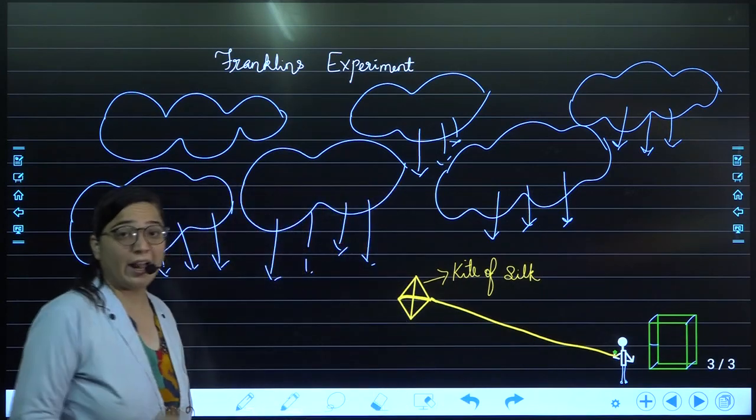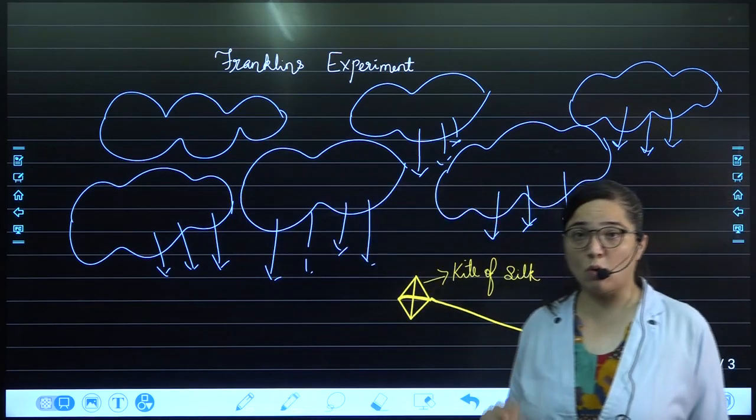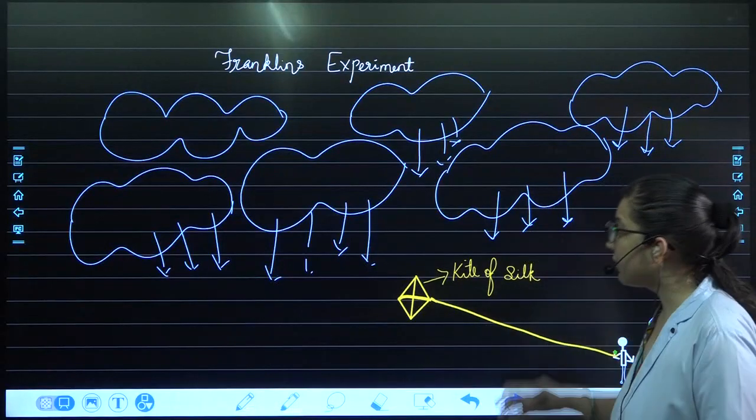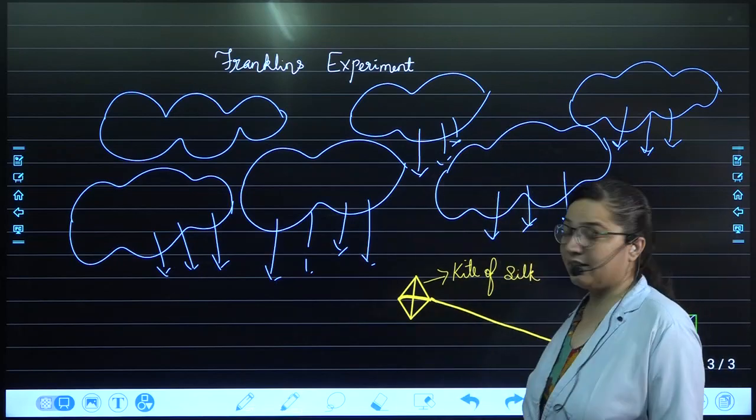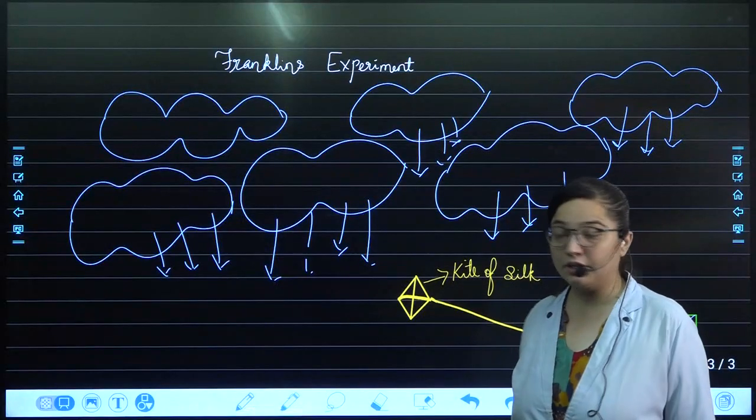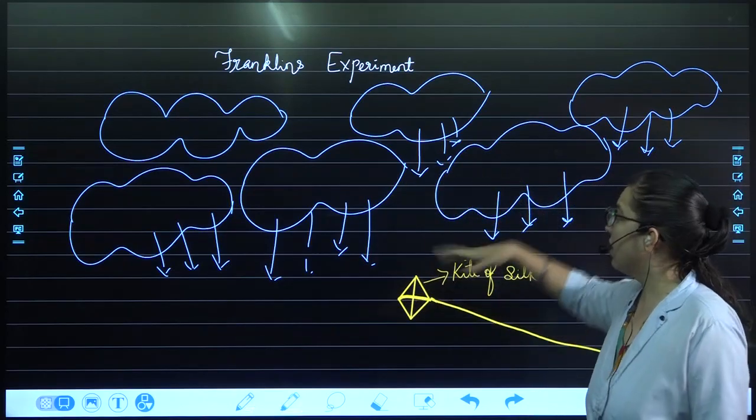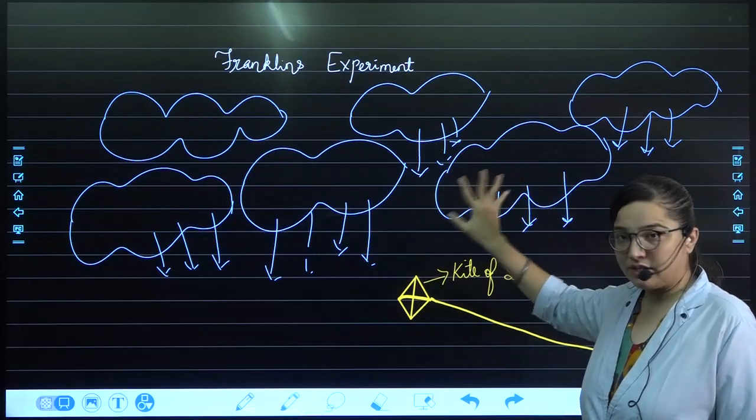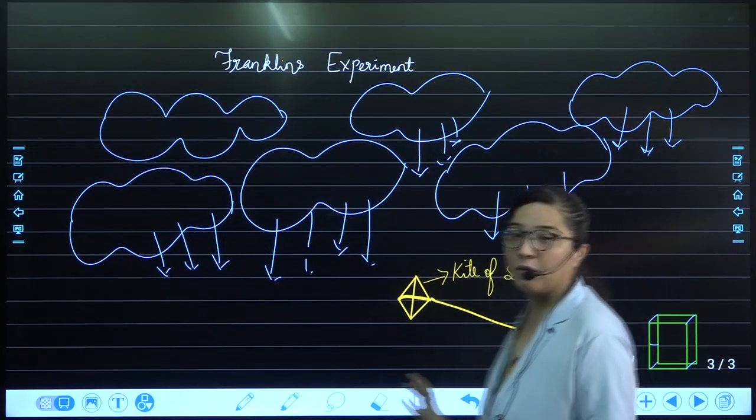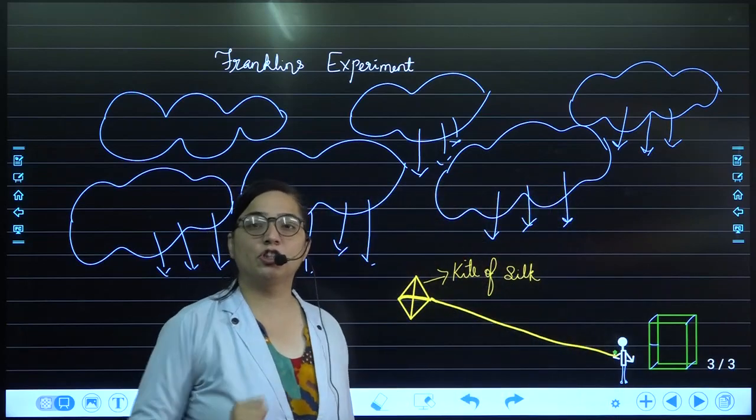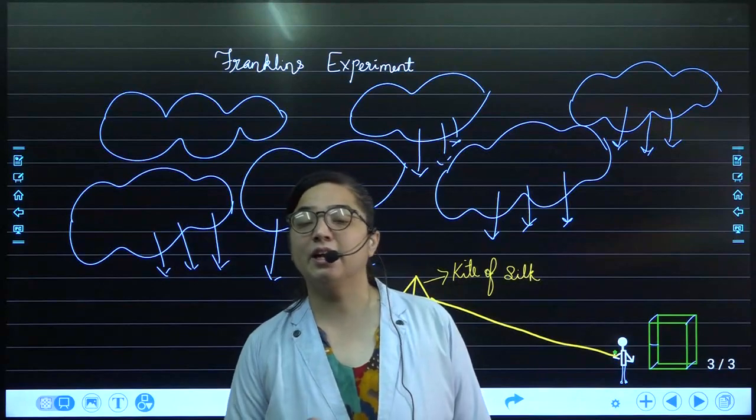Now, what actually happened? He was flying the kite on a thundery day. Because the kite was made up of silk and it was raining and lightning, whenever the lightning occurred, because of the opposite charge that gets induced on the silk cloth, the charged clouds were transferring the charge, and from here it came over here, and he could feel an electric shock during the lightning.